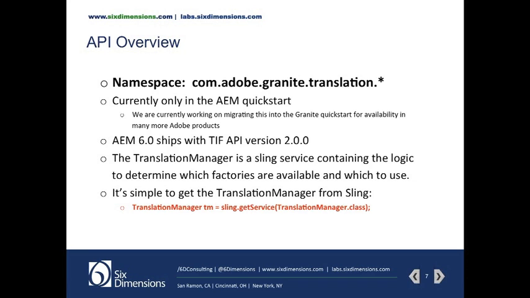And a little bit about this, there's a class that ships with the API that's called a translation manager. And this is a Sling service that contains the logic to determine what factories, and I'll use that term a lot, but when you think of factory, think of a connector, are available and which to use. So it's sort of the routing logic of the whole system, the brain, if you will. It maintains the list of all available connectors in the system. And it's really simple to get the translation manager. So from Sling, you just sling.getService, give it the translation manager class, and you got your translation manager. And from there, you can grab your translation service objects, and we will show that here in a little bit.